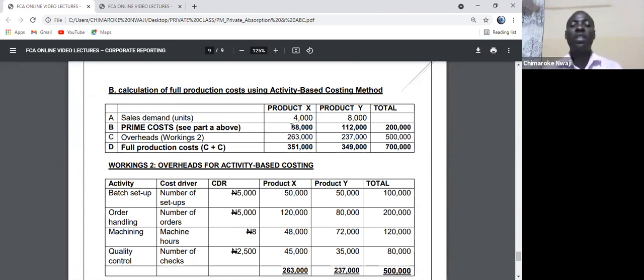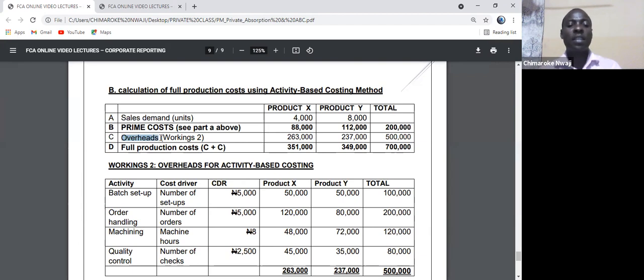So if you have done that in overhead absorption costing, there is no need to start doing the same thing in ABC. It's going to waste your time. ABC has more things to do, so don't waste your time doing all that. Just bring the prime cost, the same prime cost you had in A, and bring it here in B. You are getting the full mark.